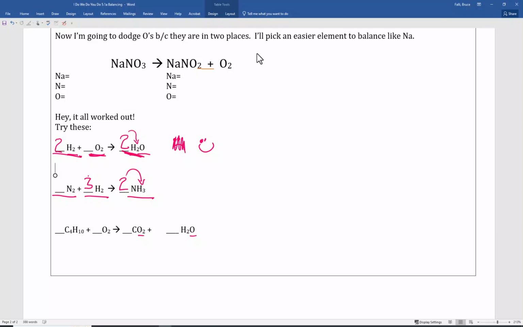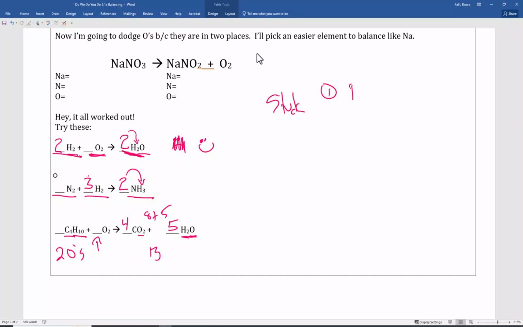I have 4 carbons on the left. I have 10 hydrogens on the left. Uh-oh. To get 10 hydrogens over here, put 5. Okay. Over here I have 2 oxygens. And over here I have 8 plus 5 is 13. So if you notice, there's not a number on Earth that I can put here, whole number, that can get me 13 oxygens. So what you do when you're stuck, you have some choices.